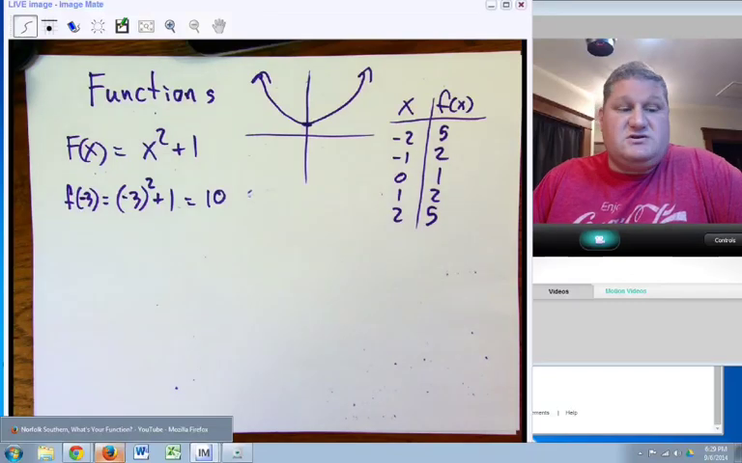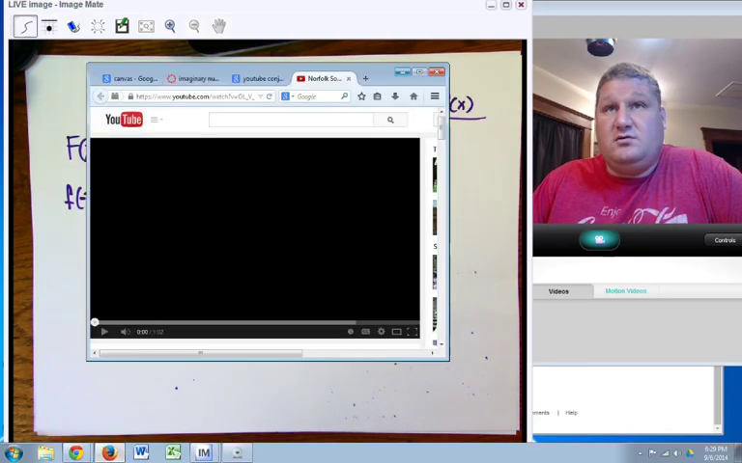Okay, ladies and gentlemen, we're going to be talking about functions. But since we're talking about functions, here's an awesome remake of an old classic.